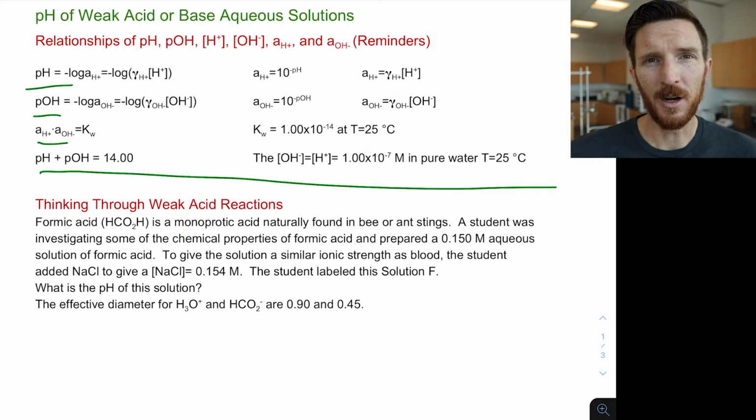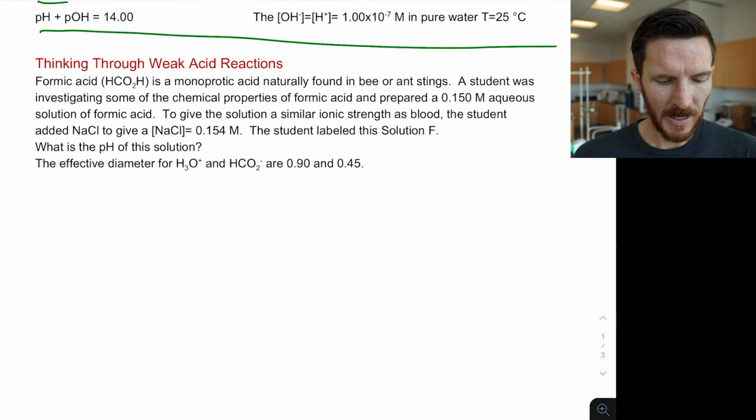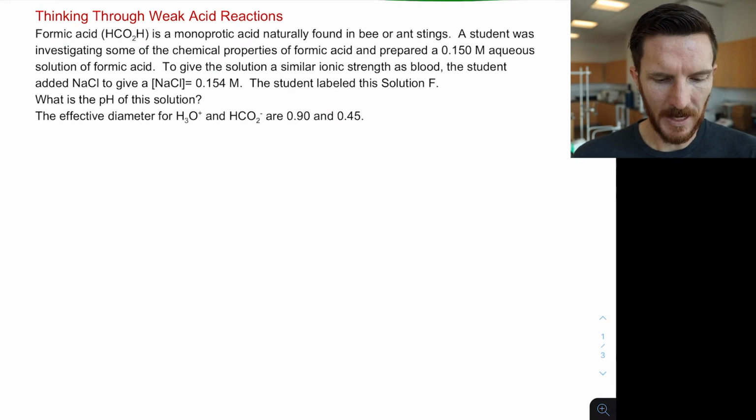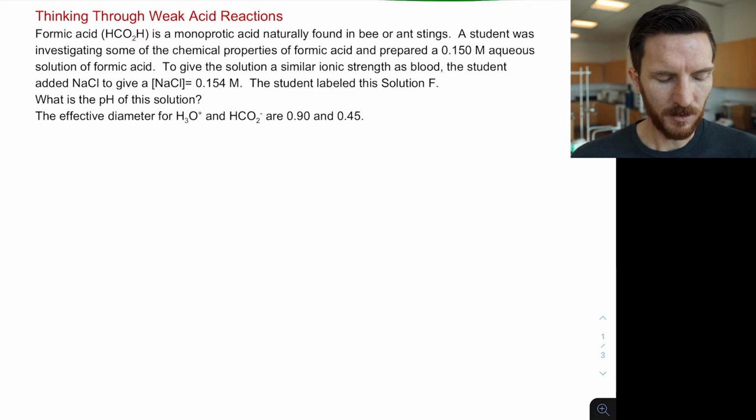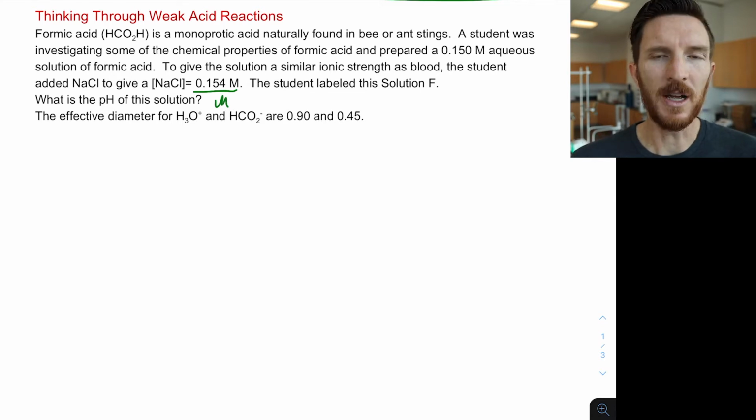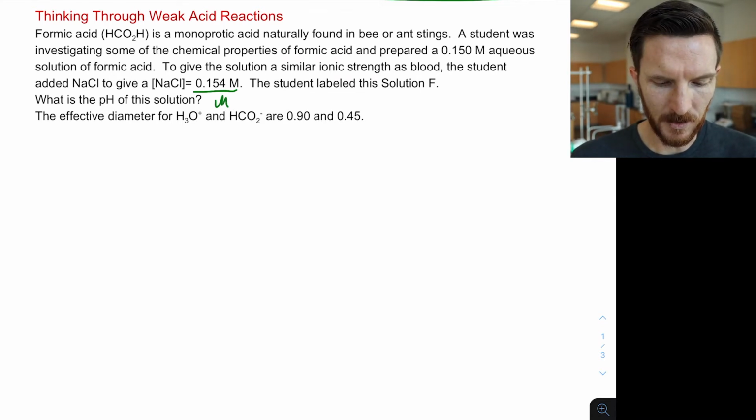So let's first start by looking at our first one here, and we're going to look at formic acid. Formic acid is a monoprotic acid naturally found in bee and ant stings. A student was investigating some of the chemical properties of formic acid and prepared a 0.150 molarity aqueous solution of formic acid. To give this solution a similar ionic strength to blood, the student added sodium chloride to give a sodium chloride concentration of 0.154 molarity. Now what that's going to do is influence our ionic strength. The student labeled this solution F. Now we want to identify the pH of this solution.